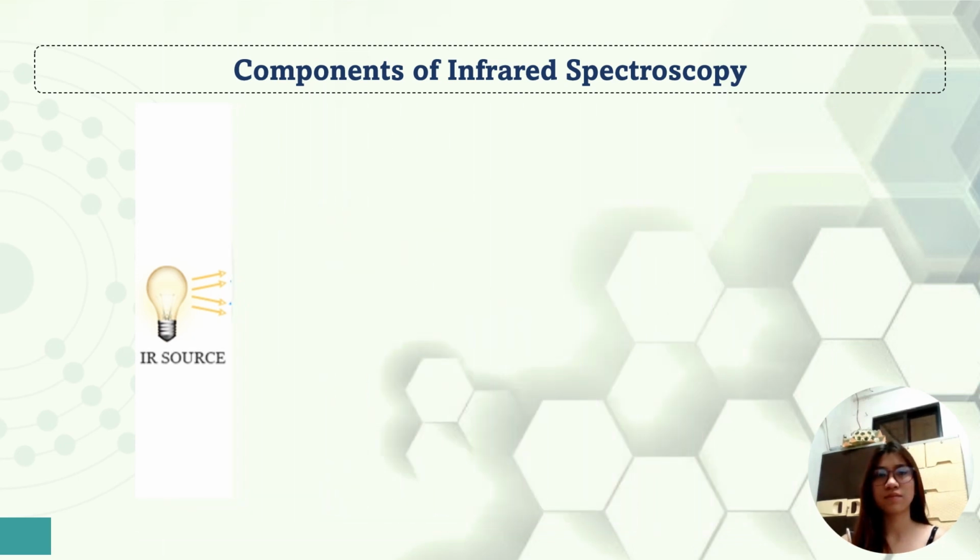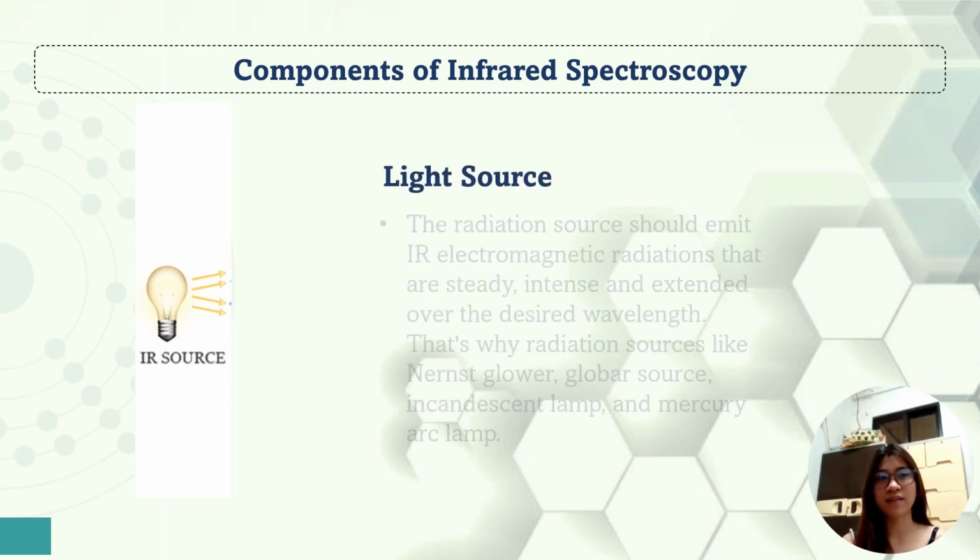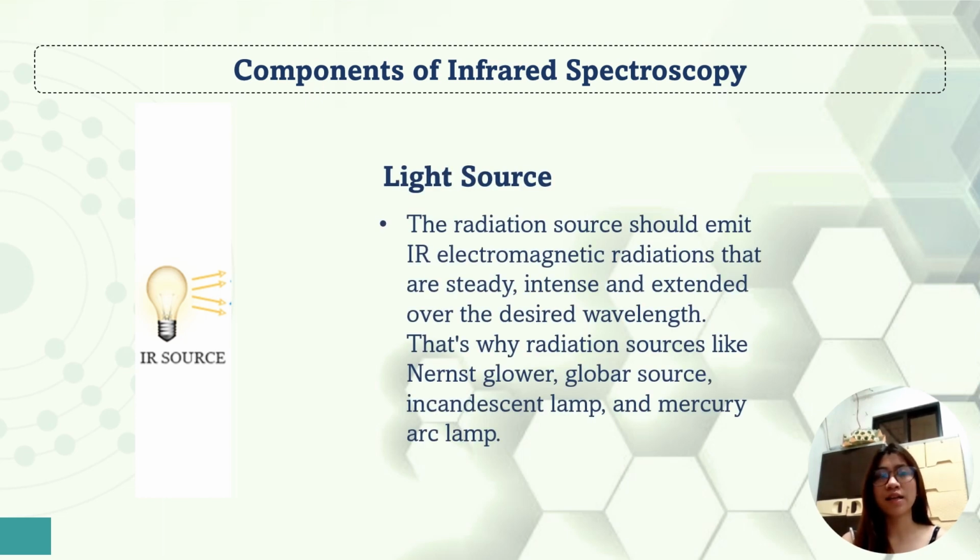Moving on with the components of infrared spectroscopy is the light source, wherein the radiation source should emit steady, intense, and extended IR electromagnetic radiation within the desired wavelength range. Therefore, radiation sources such as Nernst glower source, incandescent lamp, and mercury arc lamp are used.